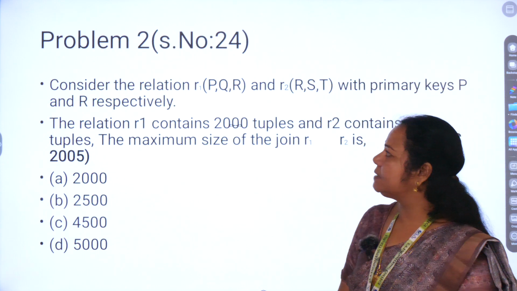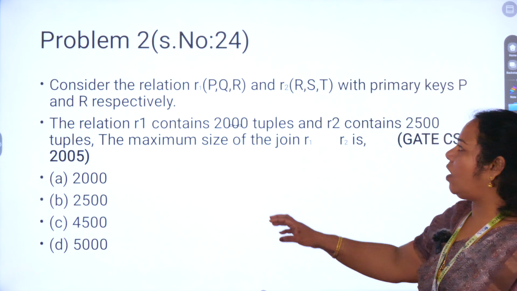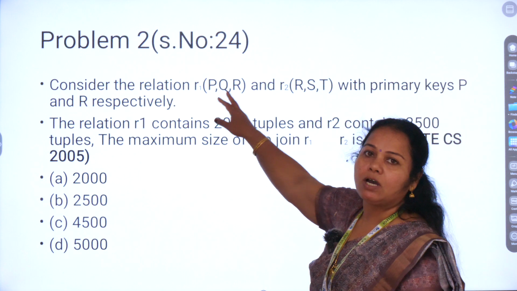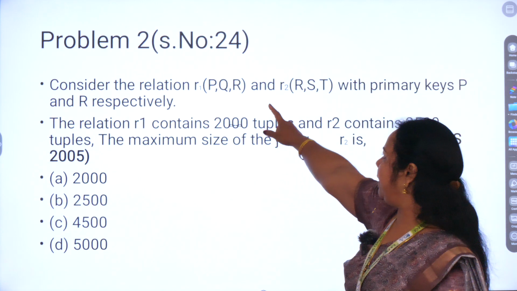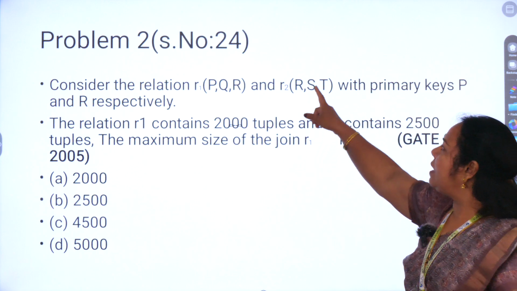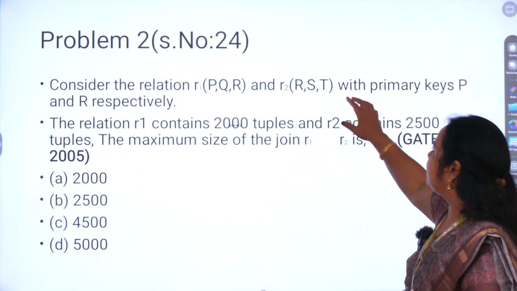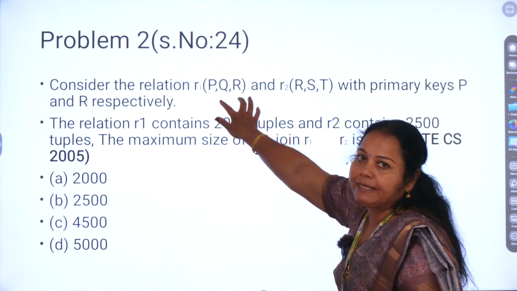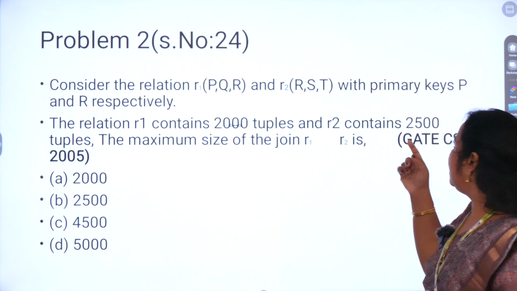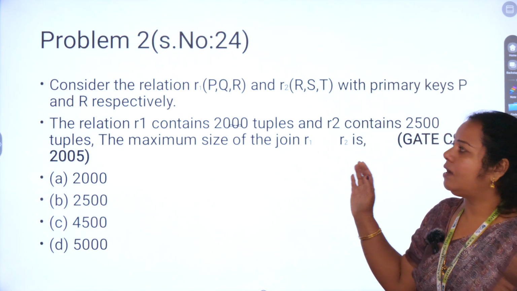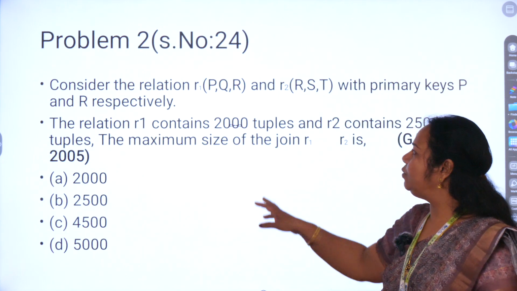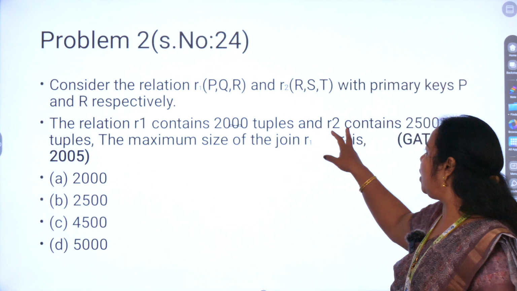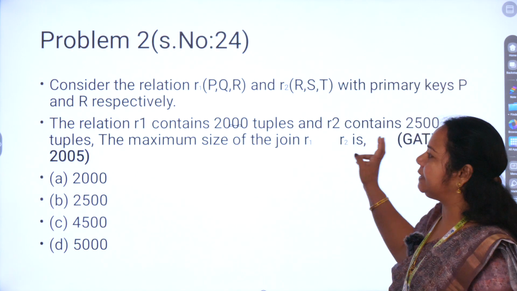Second problem: consider the relations R1 and R2. The attributes are P, Q and R for R1, and R, S and T for R2. So there are three attributes here and three attributes here, two relations with the primary keys P and R respectively. The relation R1 contains 2000 tuples and R2 contains 2500 tuples.